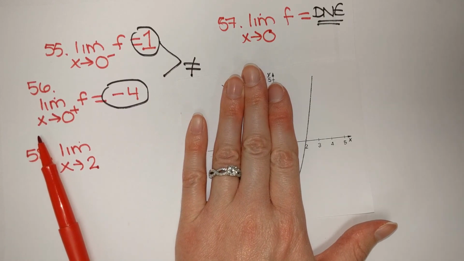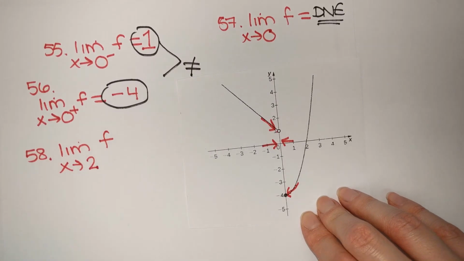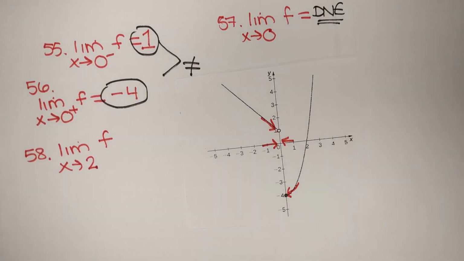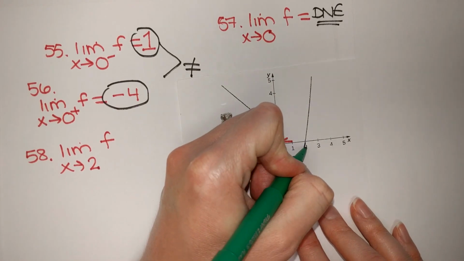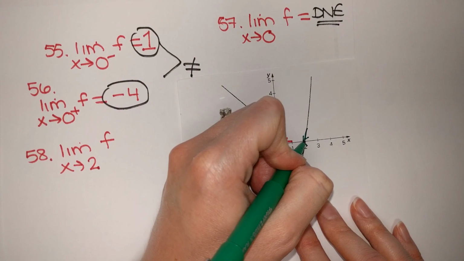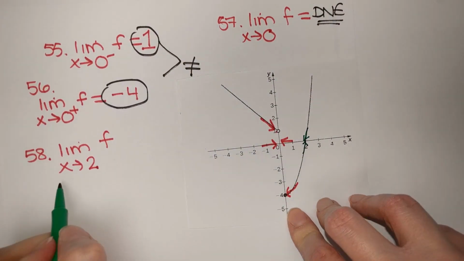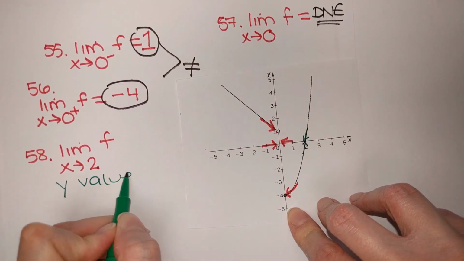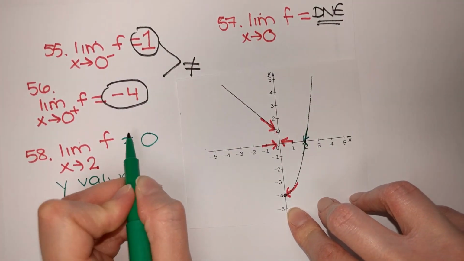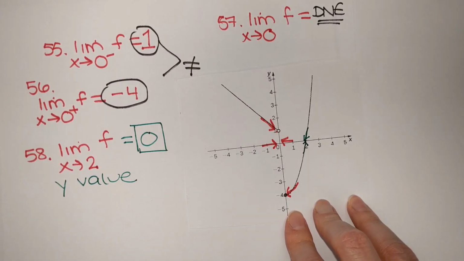So this limit will exist, and you can verify this looking at the limit from the left, the limit from the right. What will happen in number 58 is the limit from the left will march in towards this point. The limit from the right will march in towards that exact same point. And that point, of course, remember our limit is equal to a y value. That point is equal to 0. So our limit would be equal to 0 for the limit of f as x goes to 2.